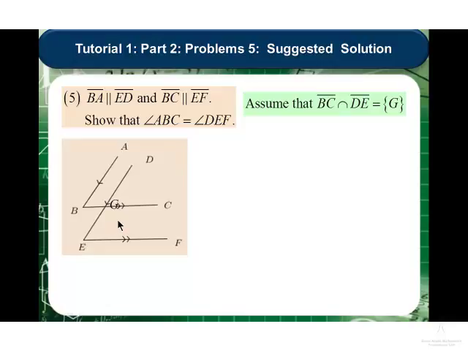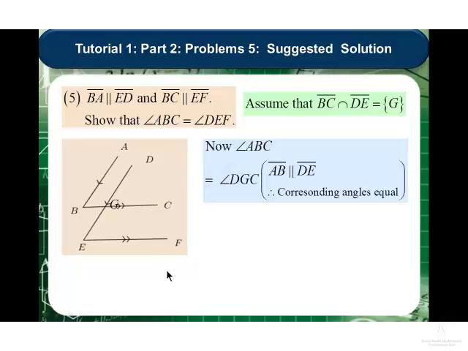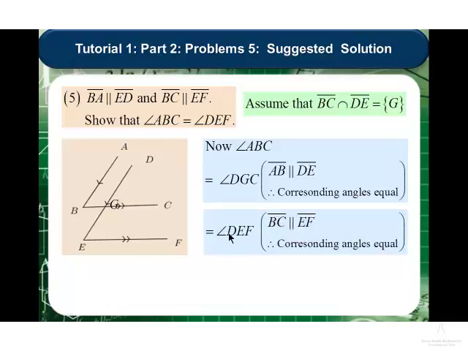In such a case, we can now consider the angle DGC, which is critical in the solution of this particular problem. If we have a look at the angle ABC, then we know this must be equal to the angle DGC. Why is that? Because these two line segments AB and DE are parallel, and these angles are then corresponding angles as discussed earlier. But the angle DGC is also equal to the angle DEF.